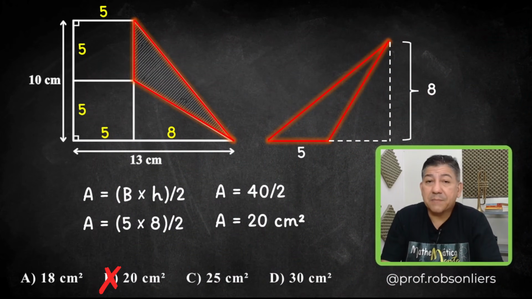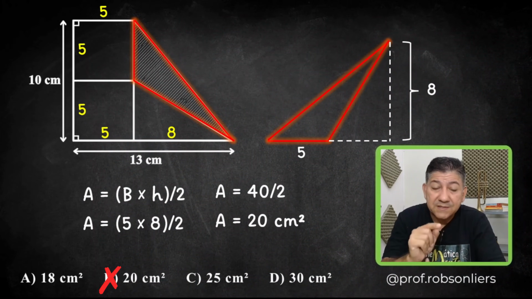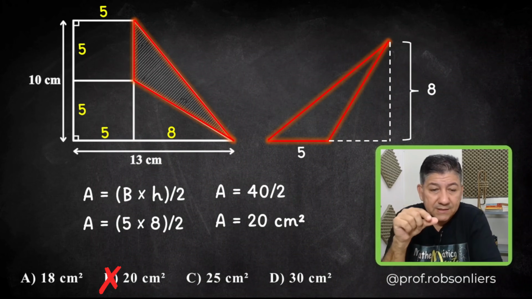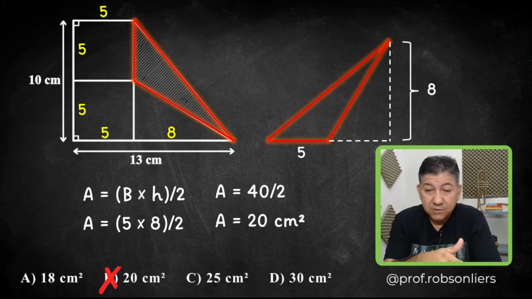You're going to mark letter B. You went straight to the answer and solved the question quickly. You just need to realize that this triangle is lying down. If you stand the triangle up, you'll notice that its base is actually the same length as the side of the square, and its height is this measurement here, which is 8.